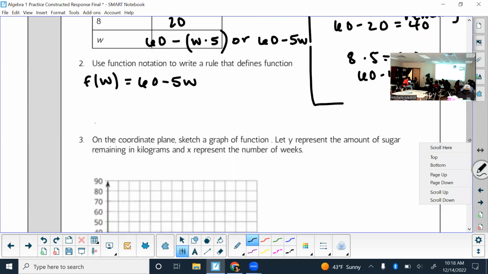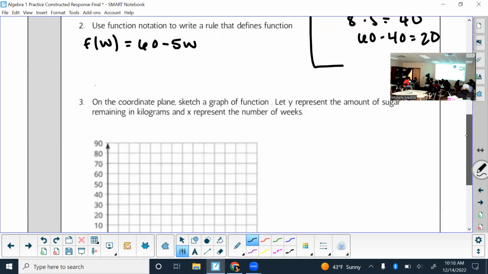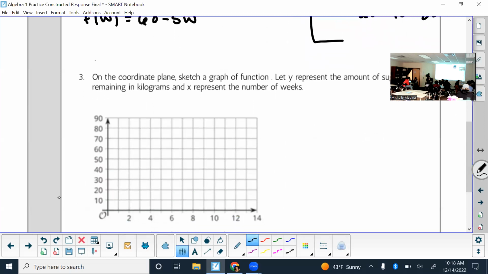Let y represent amount of sugar. So that's nice. They tell you what to label the axes. Although hopefully you guys know dependent versus independent, but it tells you the y-axis is sugar remaining in kilograms, and the x is the number of weeks. The time is usually on the x-axis. And then we need to sketch it.